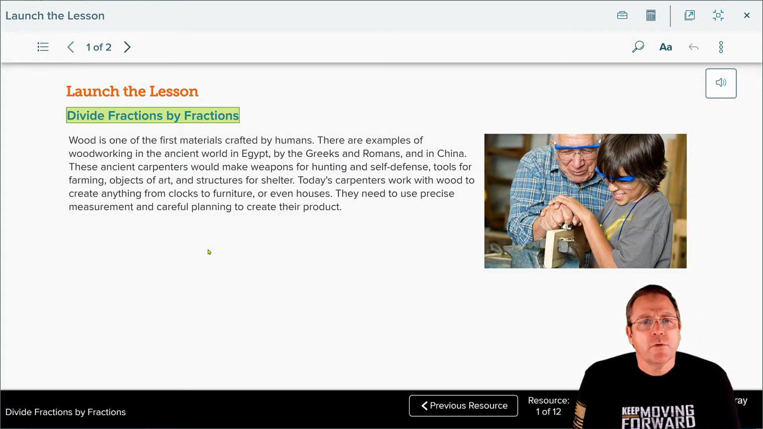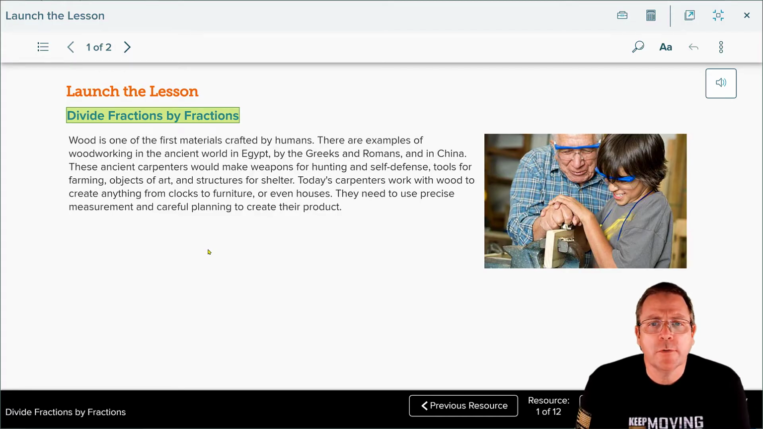Wood is one of the first materials crafted by humans. There are examples of woodworking in the ancient world in Egypt, by the Greeks and the Romans, and in China. These ancient carpenters would make weapons for hunting and self-defense, tools for farming, objects for art, and structures for shelter. Today's carpenters work with wood to create anything from decks to furniture or even houses. They need to use precise measurements and careful planning to create products.